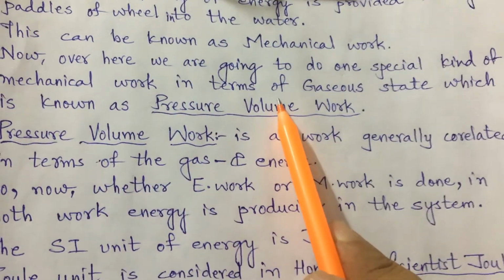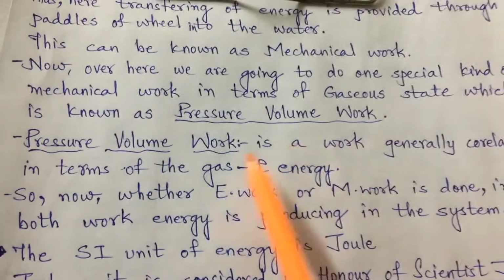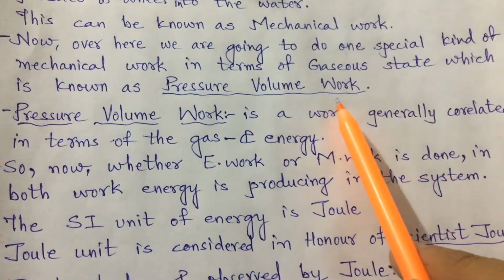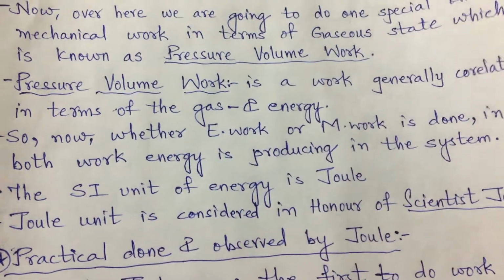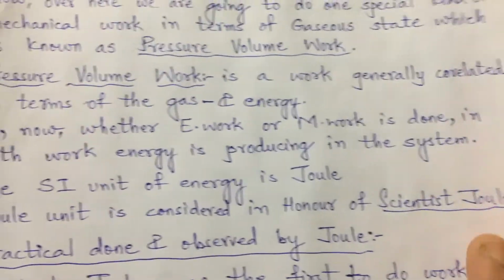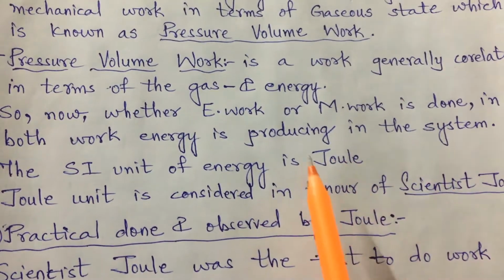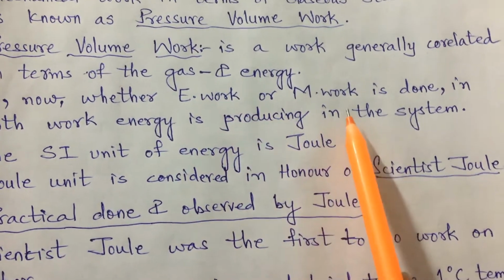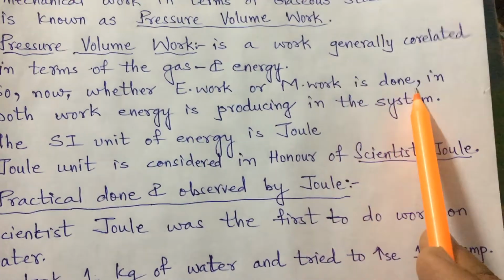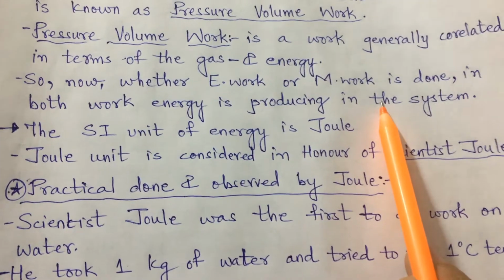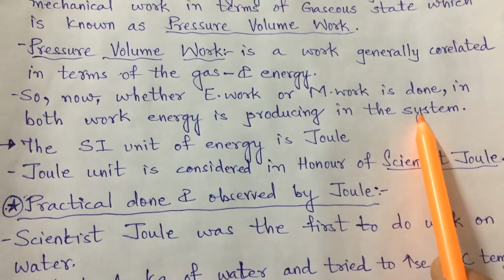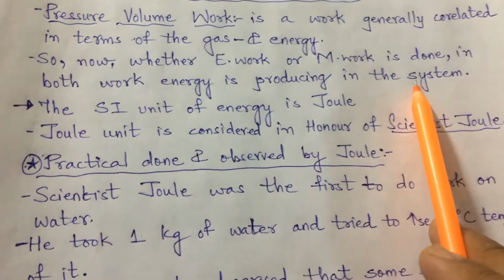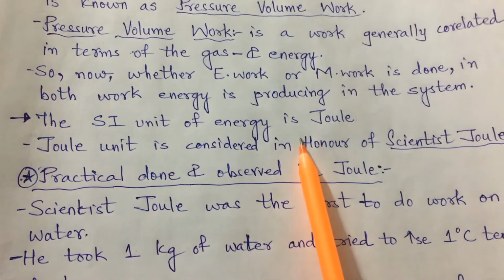Now over here we are going to do one special kind of mechanical work in terms of the gaseous state, which is known as pressure volume work. Pressure volume work is a work generally correlated in terms of the gas and its energy. So now, whether electrical work or mechanical work is done, in both works, energy is produced in the system. What is the system? The reaction which is under our observation is the system. So the SI unit of energy is joule.